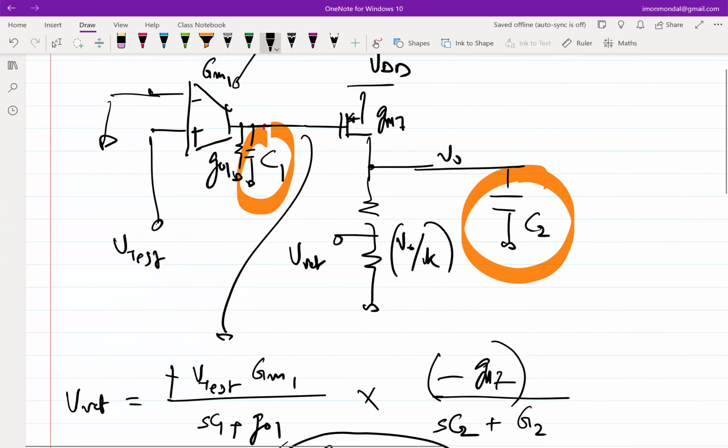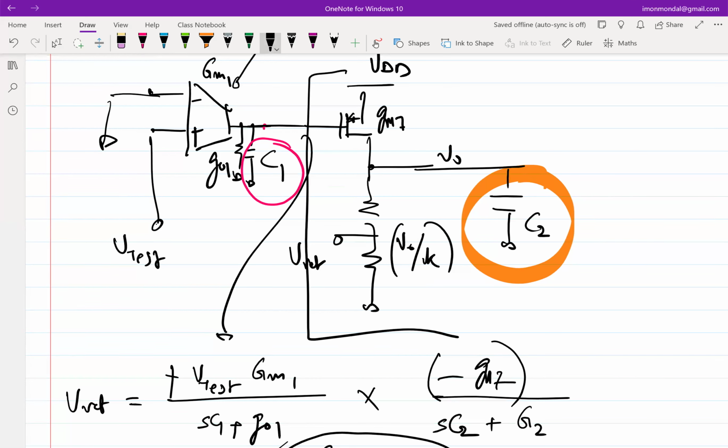So there are multiple nodes, and at each node you have one capacitance attached to it. What are we trying to do? We are trying to figure out the equivalent resistance attached to that node. Let's say I am trying to figure out what equivalent resistance this capacitance is seeing. It's not seeing any, because ultimately GM7 is shielding it. As far as this capacitor is concerned, this part of the circuit doesn't matter, because looking here you have infinite resistance. So whatever is on the left side of the capacitance matters.